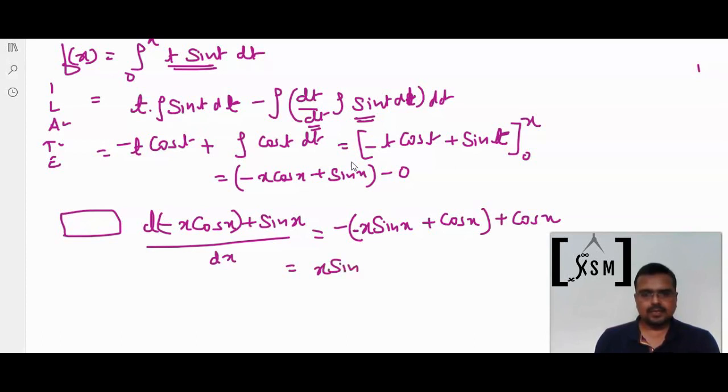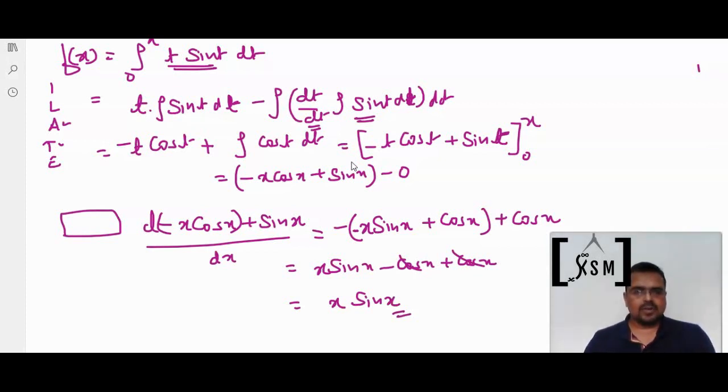So this is the third method, right? Among all three methods, the second method is more logical and more mathematical. If you can understand it, that is easy, right?